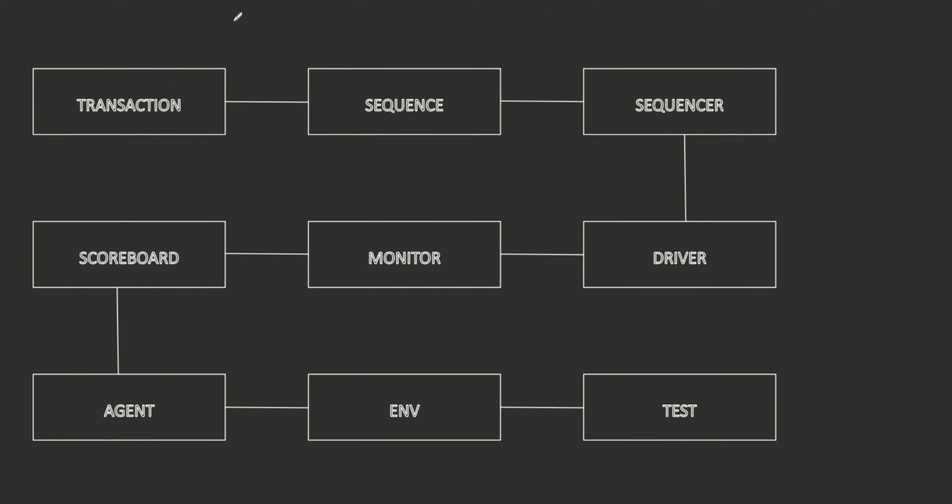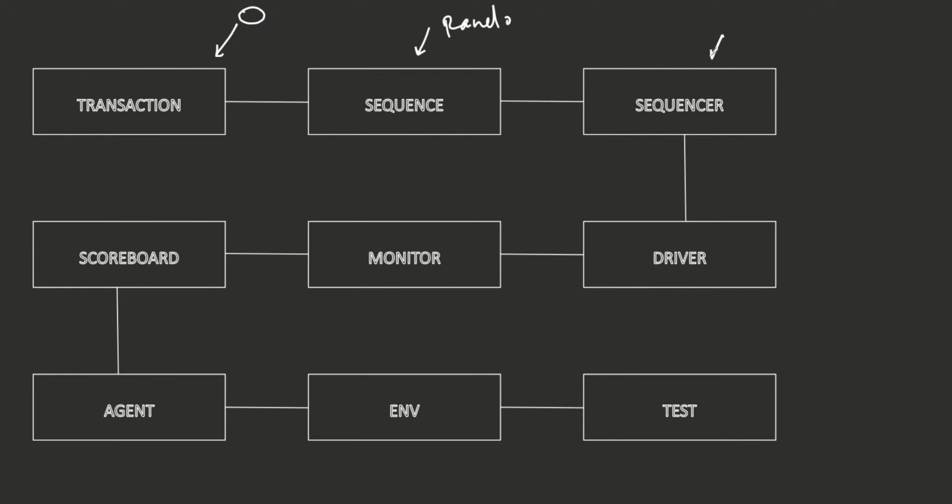So see, first of all we have the transaction. In the transaction we are going to declare some signals, either rand type or not rand type. Okay. Now after that we have the sequence. In the sequence we are going to randomize some transactions. Okay. So here we are going to randomize.